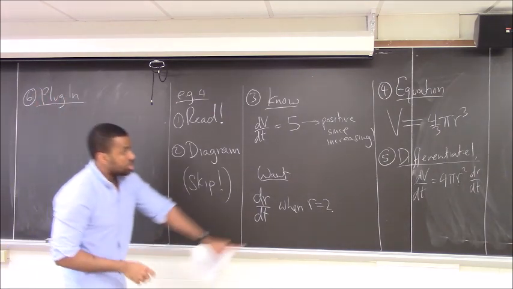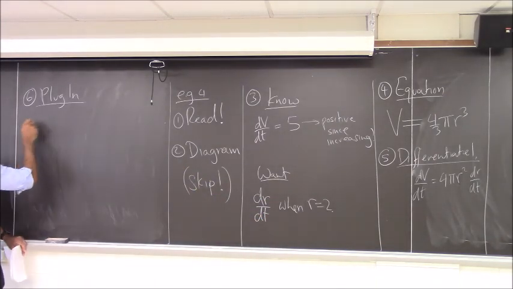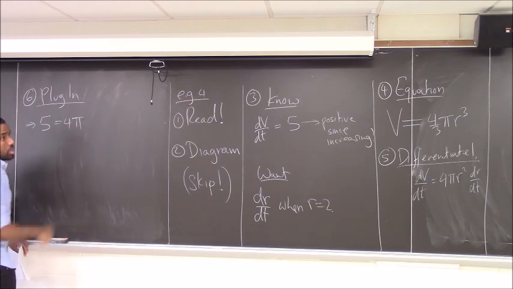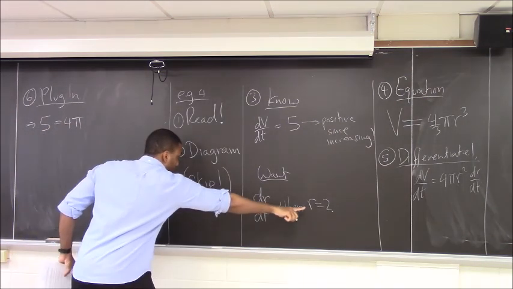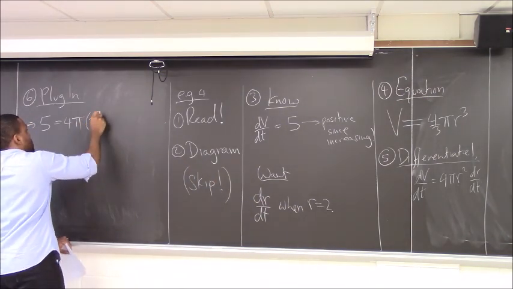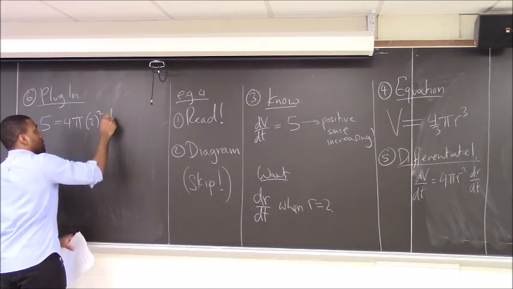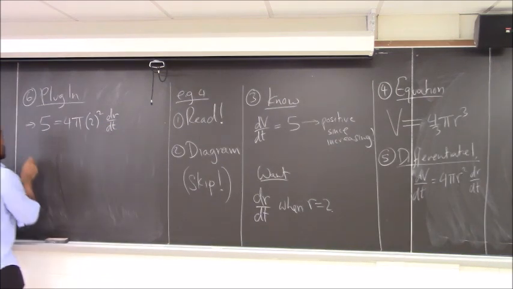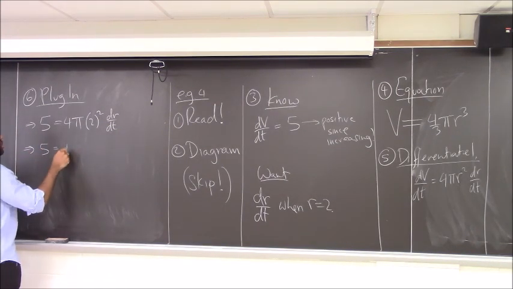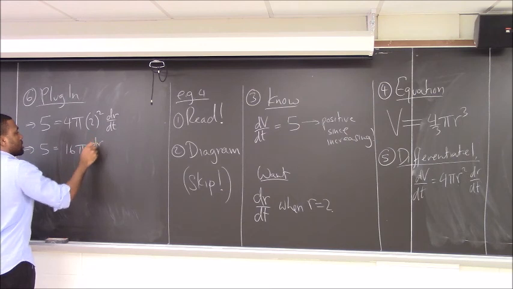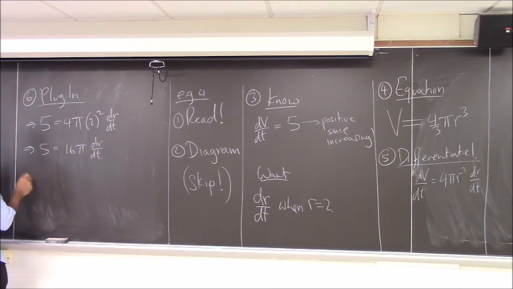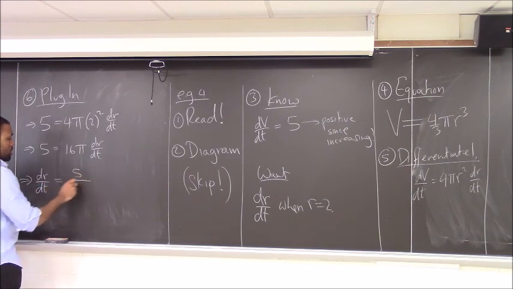So dV dt we actually know. That's 5. 4 pi r squared. r we know is 2. And dr dt we don't know. It's actually what we want to find. So that means that 5 is equal to 16 pi times dr dt. So what's dr dt? 5 over 16 pi.